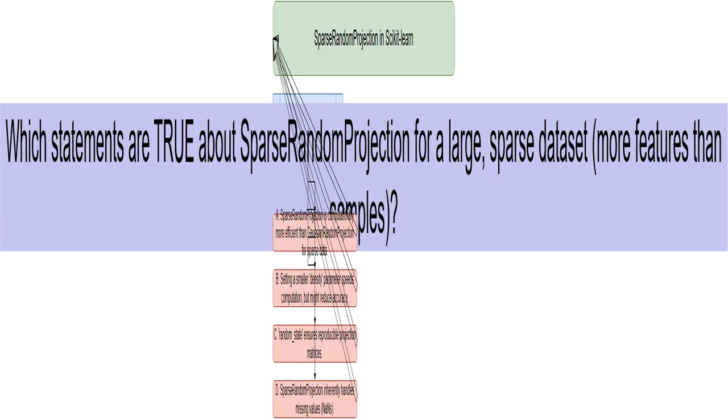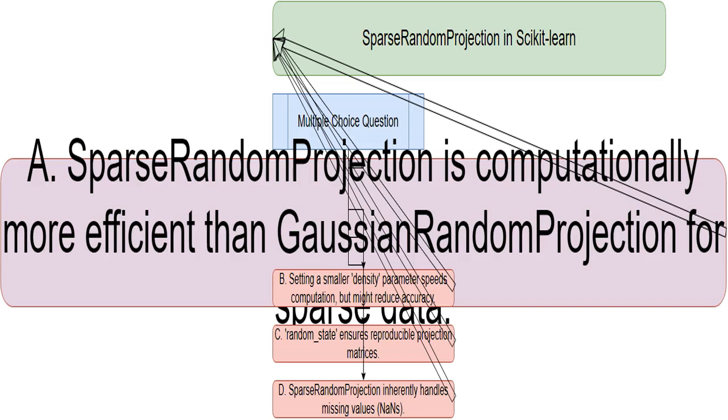This question is asking you to evaluate several statements about how sparse random projection works and its properties. This question focuses on understanding which claims about sparse random projection are factually correct. This statement is true. I'll explain why. Sparse random projection is designed to work efficiently with sparse matrices filled with many zeros. It skips over these zeros, unlike Gaussian random projection which processes every element. This speed boost is significant when working with huge sparse datasets.